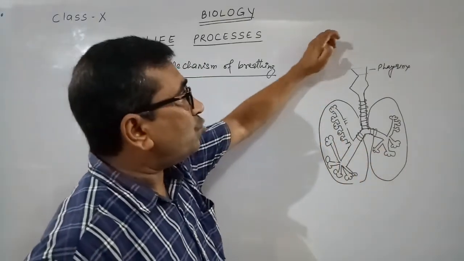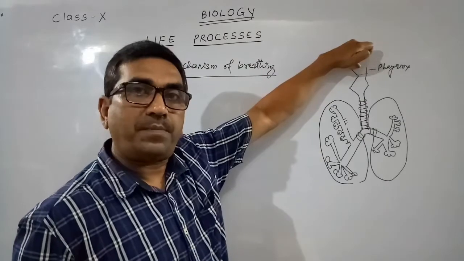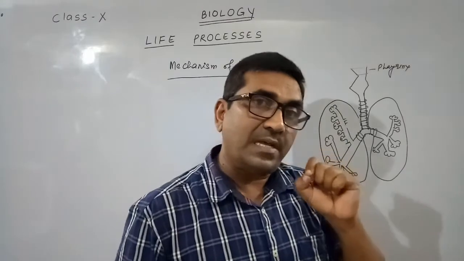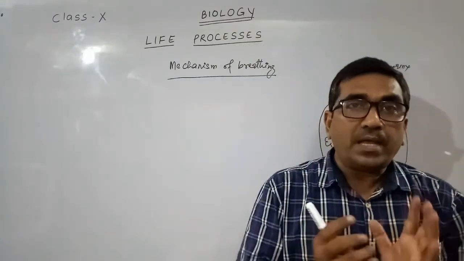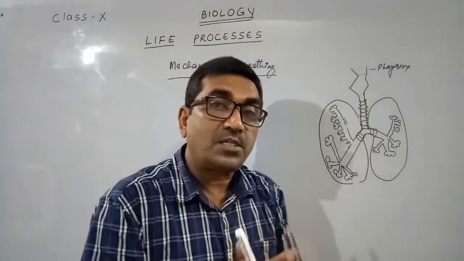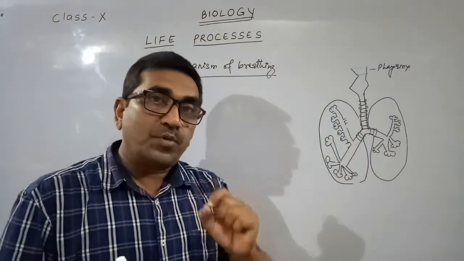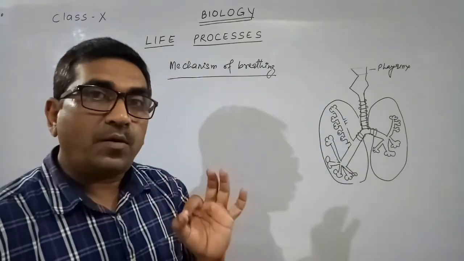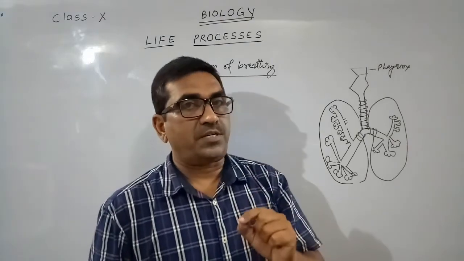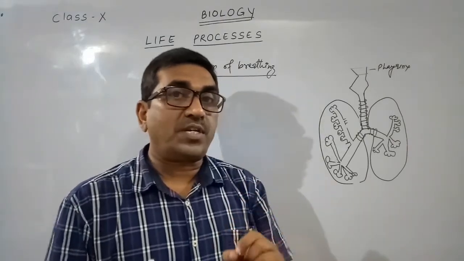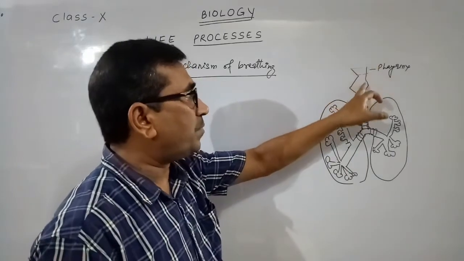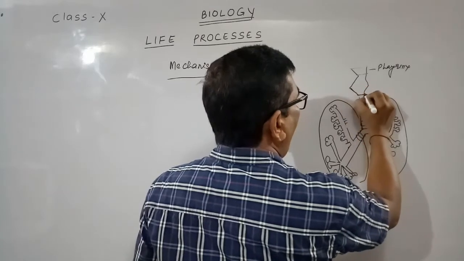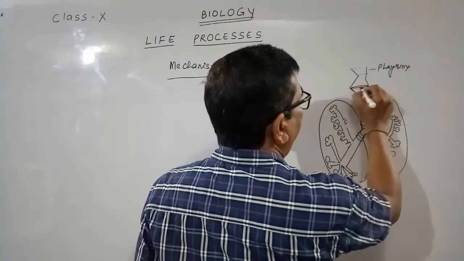The air enters through the nose into this pipe, the windpipe. And in the nose there are small thin hairs and mucus. Here the dust particles are stopped as they try to enter, and the mucus present over here makes the air warm and moist. So warm and moistened air enters through this part. This part is almost triangular in shape.